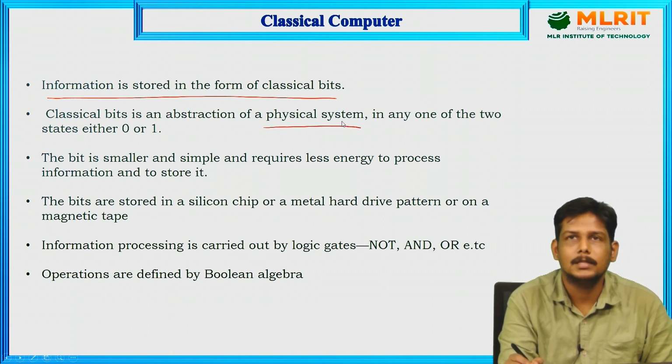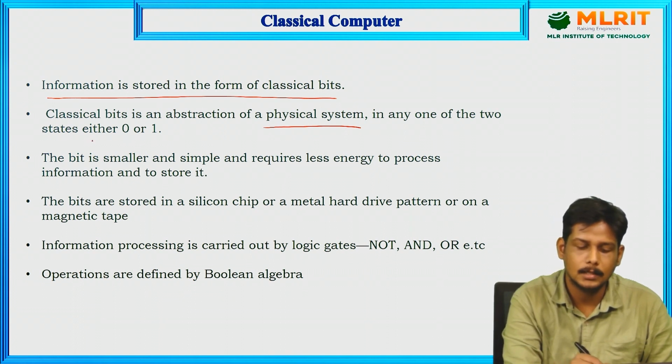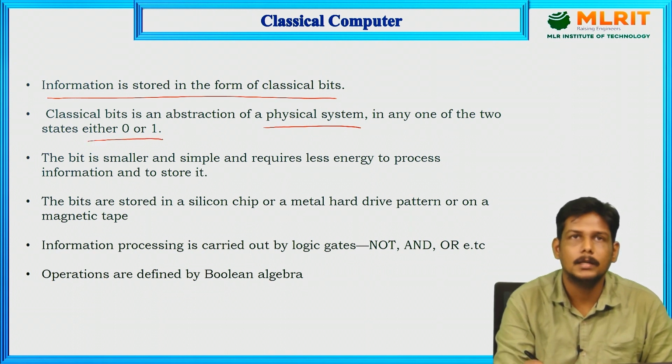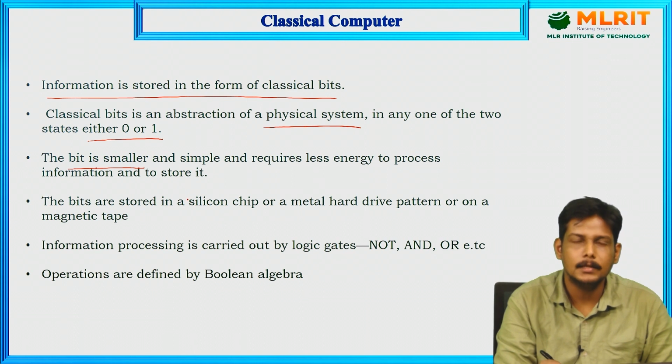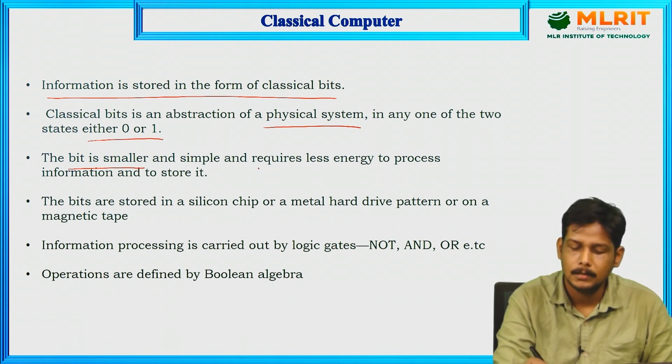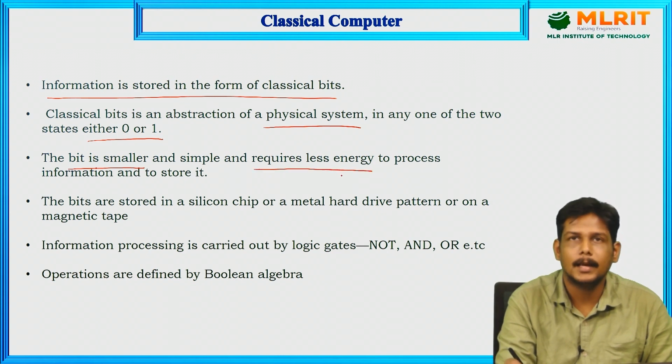Inside a physical system, we can store two states. Either it can be 0 or it can be 1. These classical bits need very little space and they are very simple. Storing these bits requires very little electrical energy.